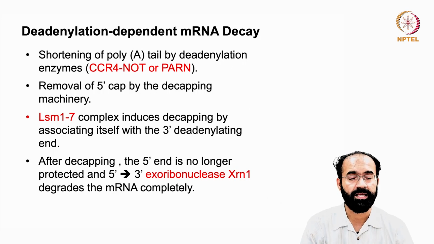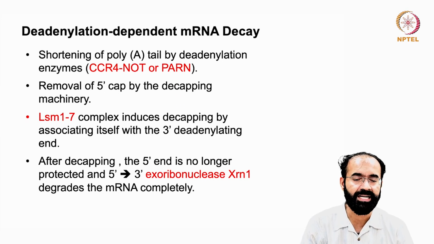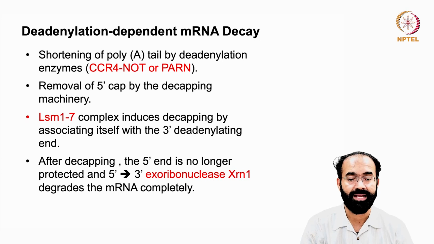So this we are talking about deadenylation-dependent mRNA decay. So shortening of the poly-A tail by deadenylation enzymes such as CCR4-NOT or PARN, the poly-A specific ribonuclease, that is PARN. And removal of the 5' cap by the decapping machinery, the DCP1-2 complex. And then the LSM1-7 complex induces decapping by associating itself with the 3' deadenylated end.